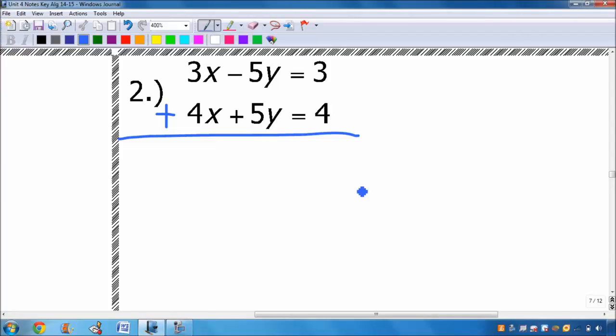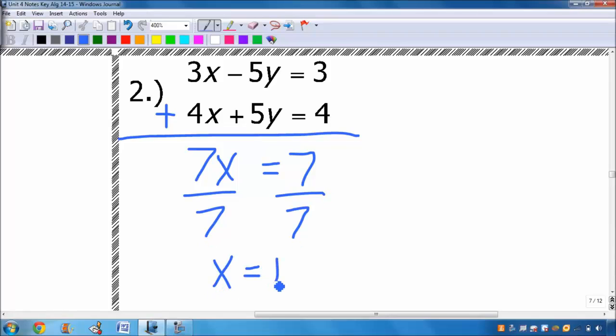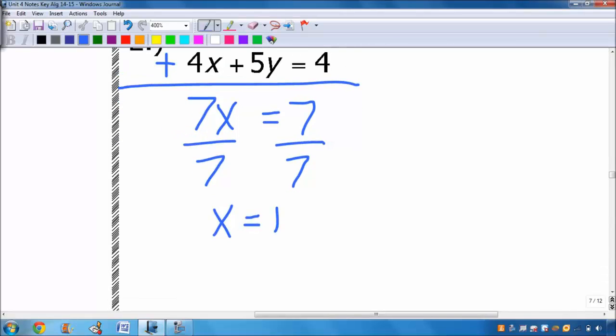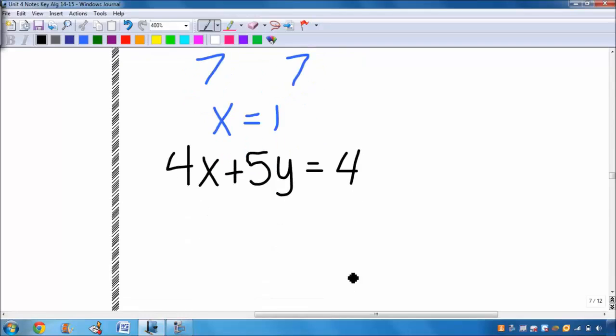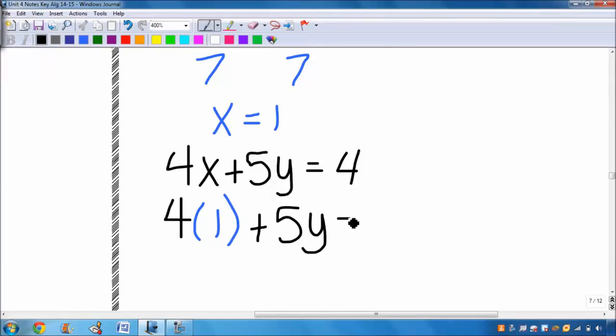3x plus 4x gives you 7x. Negative 5y plus 5y goes away, so you get 3 plus 4 on this side, which is 7. Divide both sides by 7, and x equals 1. Now that you know what x is, you can take it and plug it into any equation you want and solve for y. So I'm going to plug it into 4x plus 5y equals 4. Again, it's your choice. If you want to plug it into the top one, that's totally fine. So you get 4 times 1 plus 5y equals 4.